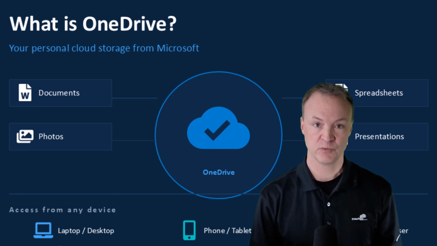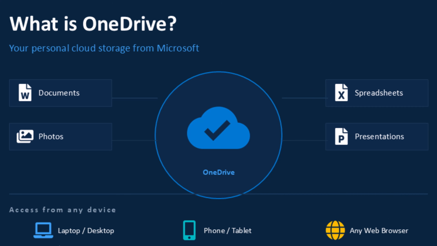What actually is OneDrive? OneDrive is your personal cloud storage from Microsoft, just like Google Drive is for Google. Think of it as your space in the cloud where all your files, your documents, your photos, spreadsheets, presentations are stored. They're backed up and accessible from any device, your laptop, your phone, a browser, or even someone else's computer. If it's in OneDrive, you can get it.